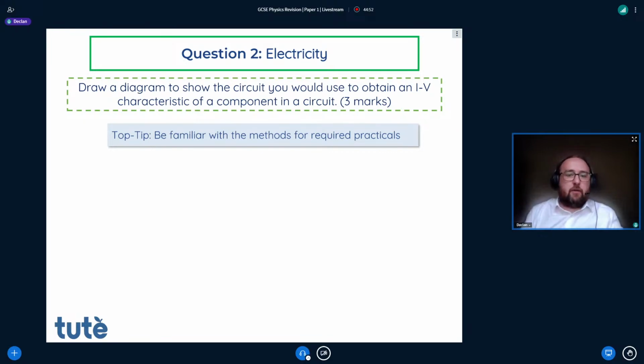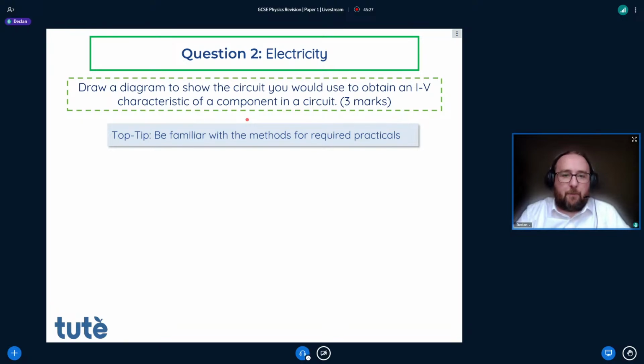Next, it's asking us to draw a diagram to show a circuit. It's asking us to draw the diagram to show a circuit you would use to obtain an IV characteristic of a component in a circuit. So our first thing we want to do, we think, right, it's asking us to draw a diagram. So we know circuit diagram, right, get my ruler out. What components can I remember? It's asking us to do an IV. If you can't remember, I, current, V, potential difference. And when it's wanting to find the characteristics, we're going to then plot it into a graph. So it's the information that we need to be thinking about.